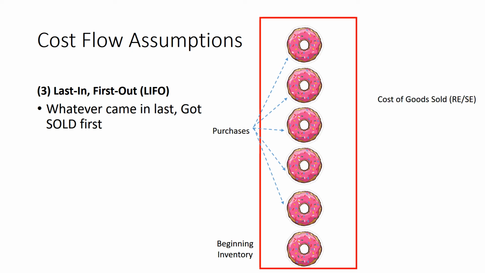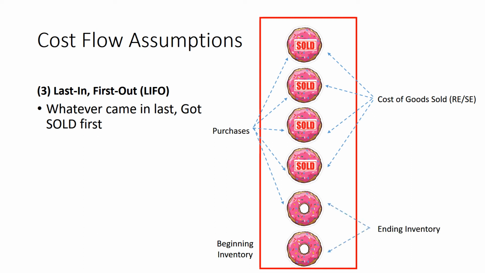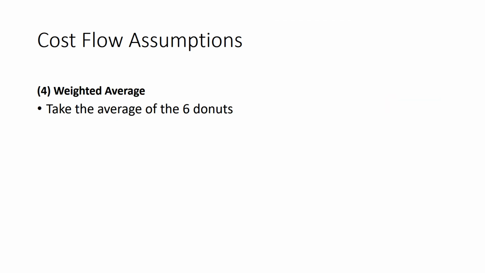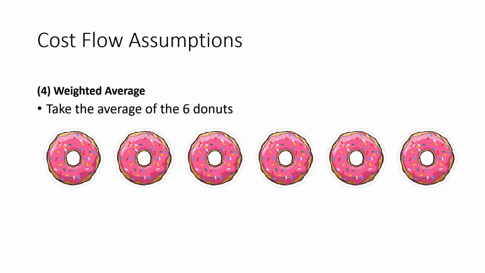Cost of goods sold is whatever came in last. So the last 4 donuts, from the donut on top, get sold first. And then our ending inventory is whatever is at the bottom of our cookie jar, and that includes our old donut, which is also our beginning inventory. Our final methodology is the weighted average, and basically you just take the average of the 6 donuts.